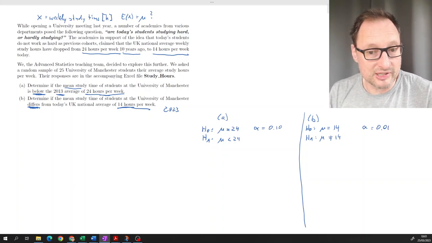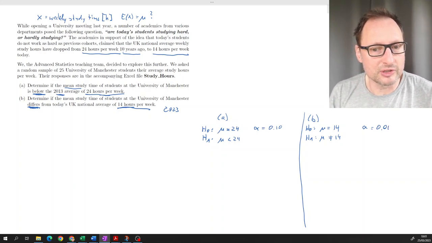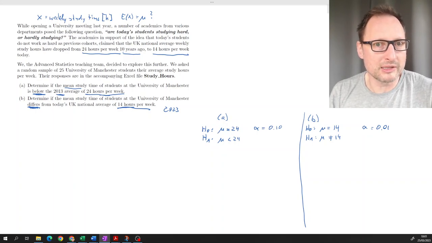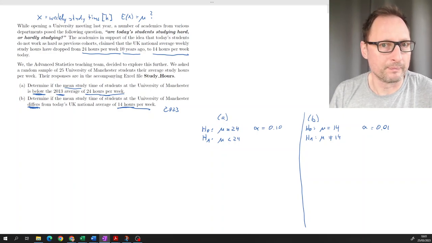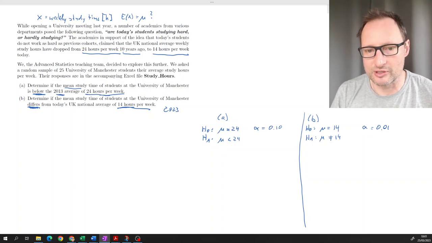You need to know that setting that alpha, the significance level, determines what probability you allow for a type 1 error to occur. Type 1 error is rejecting a correct null hypothesis. So that probability you control with the significance level.